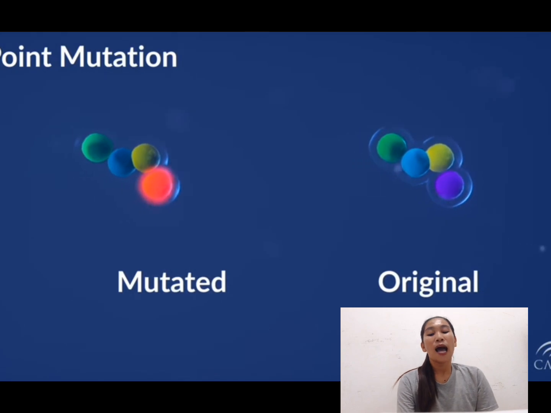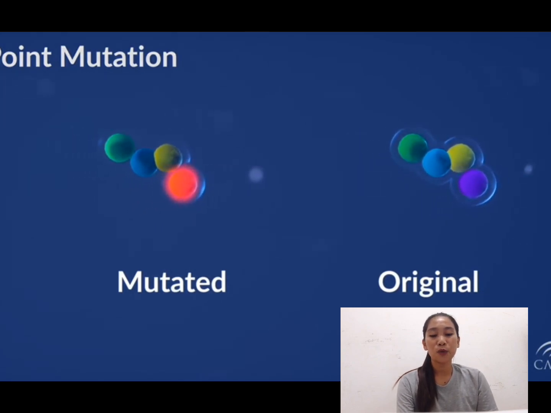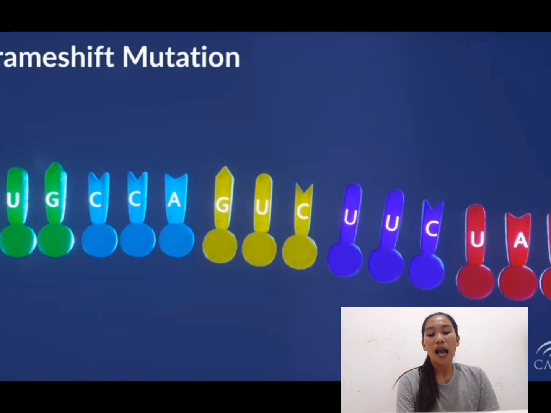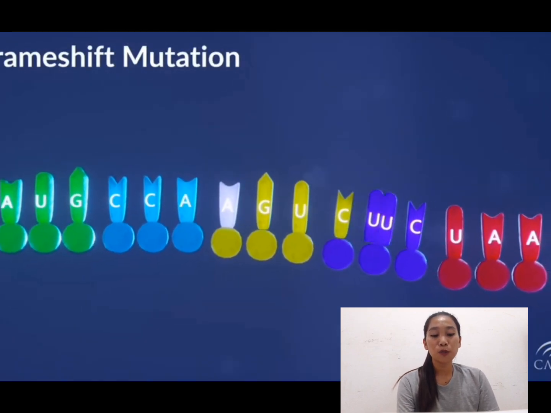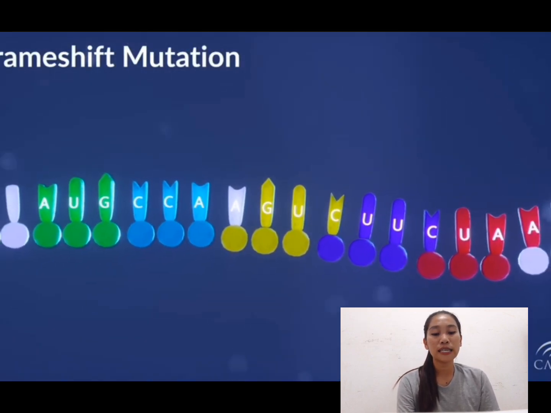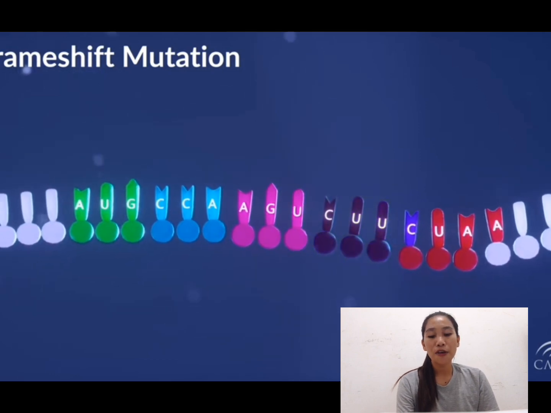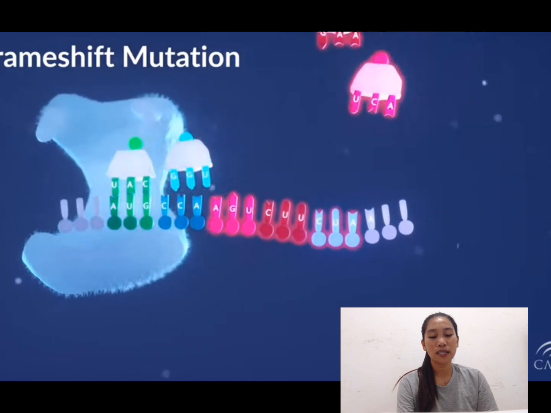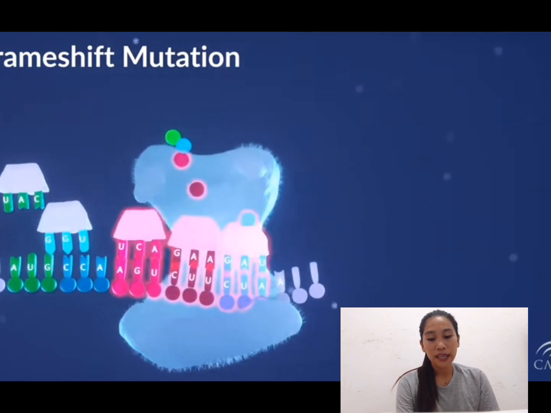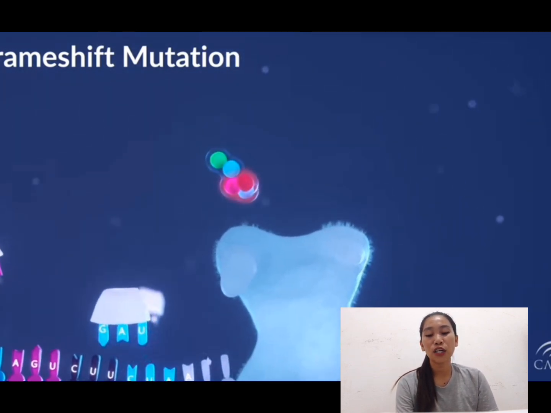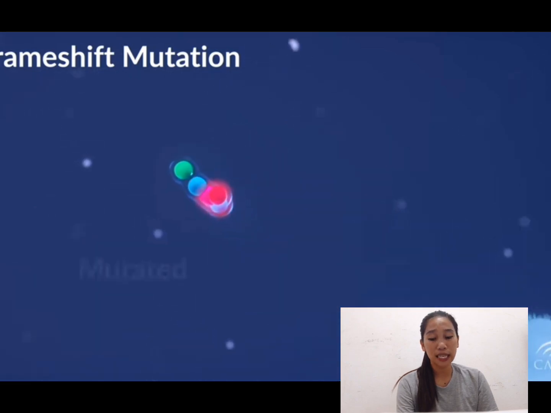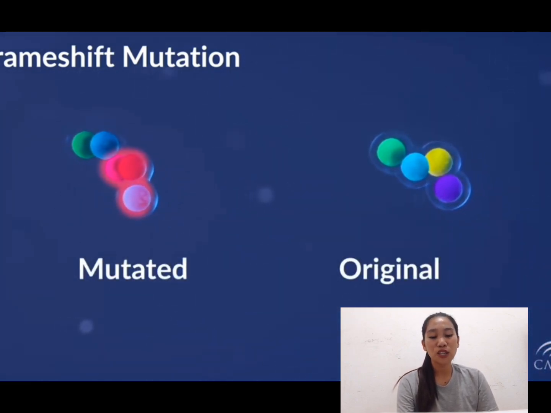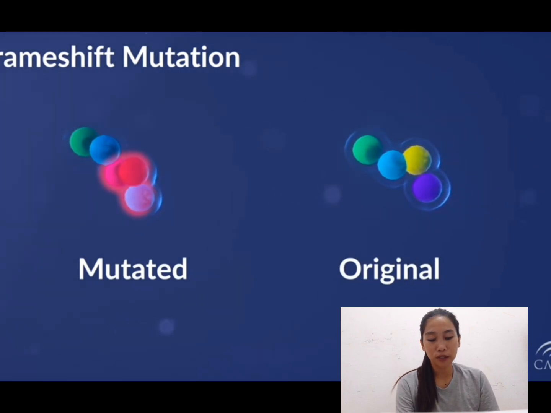A frame shift mutation happens when one or more bases are inserted or deleted. Since bases are read in groups of three, the addition or deletion of anything other than multiples of three disrupts the reading sequence. When this happens, the entire code following the addition or deletion will be read incorrectly. This could result in the wrong amino acid being coded, thereby changing the protein shape and function.